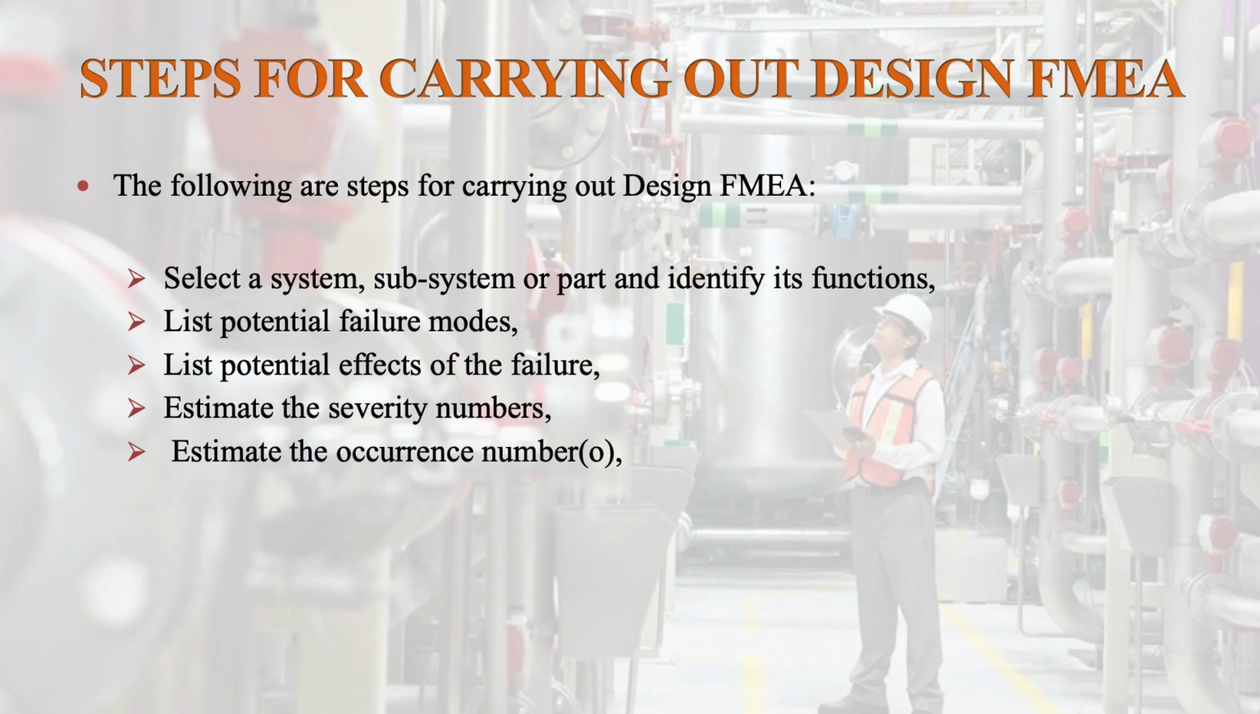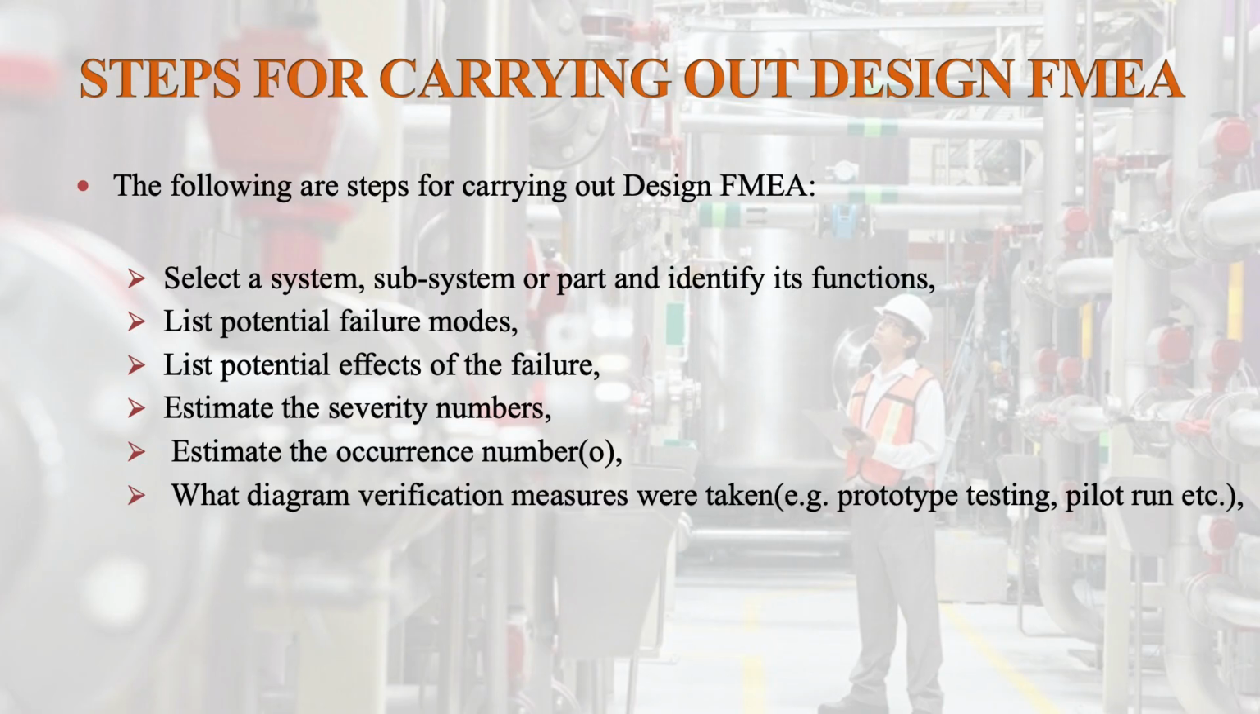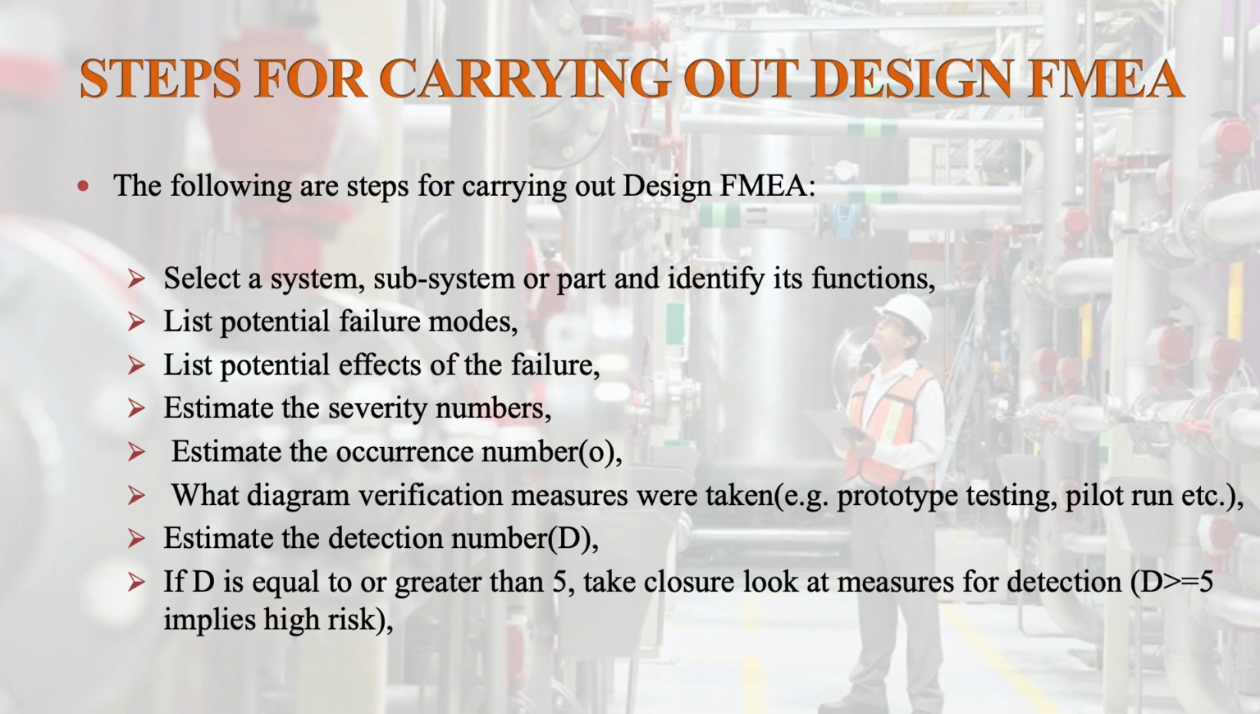Estimate the occurrence number. What design verification measures were taken, for example prototype testing or pilot run test? Estimate the detection number. If D is equal to or greater than 5, take a closer look at measures for detection. If D is greater than or equal to 5, it implies high risk. Compute the RPN number. So these are the various steps required for carrying out design FMEA analysis.